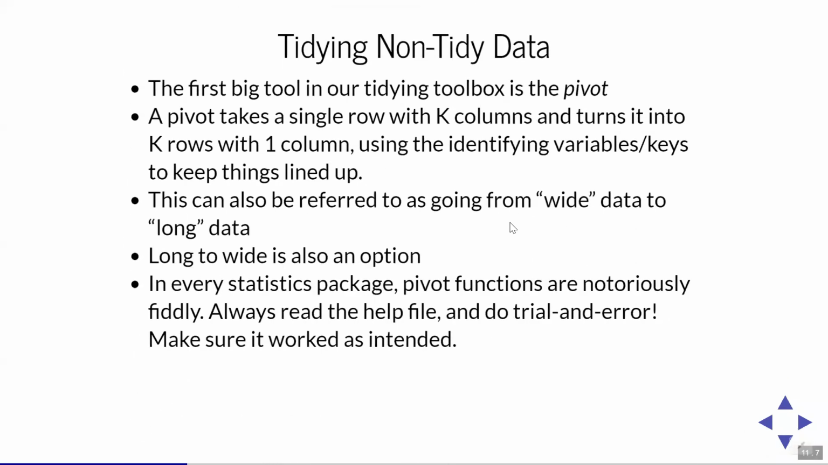This is also referred to as going from wide data to long data. Wide data is data where you have a single variable sort of scrunched up into a bunch of columns. And long data is where you have one row per observation. You can also go the other direction from long to wide. We'll talk about that in a bit.